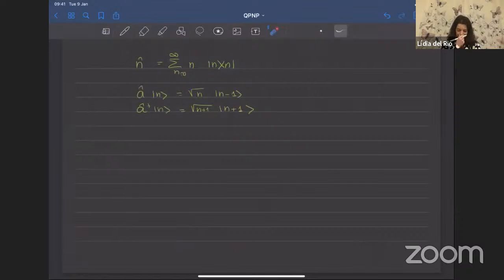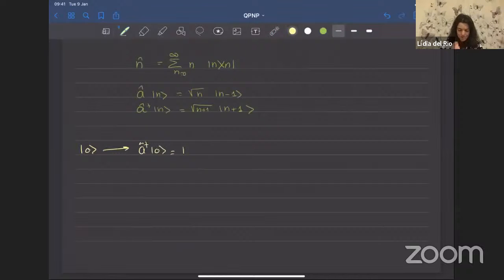Okay. So now let's just see one more thing. Let's see what happens if we start at the bottom and we climb up. So then we start with state 0, and then we apply A plus on 0.